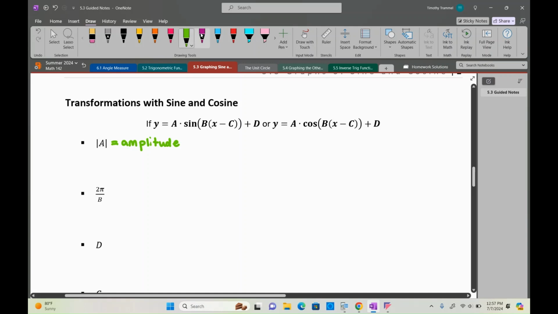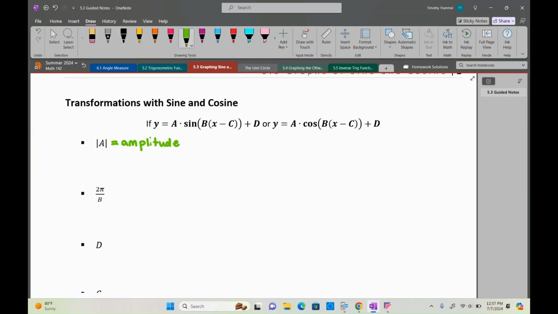But I do want us to just note here that A itself, again, is going to be our vertical stretch or vertical compression.